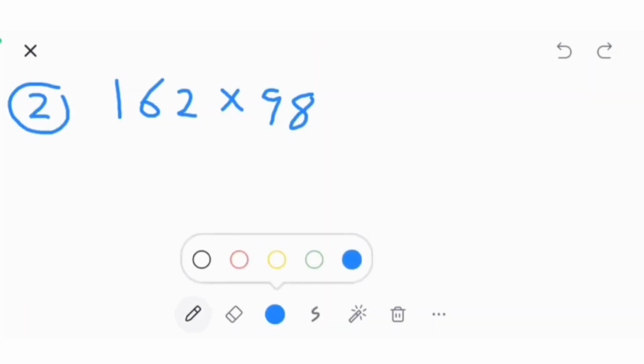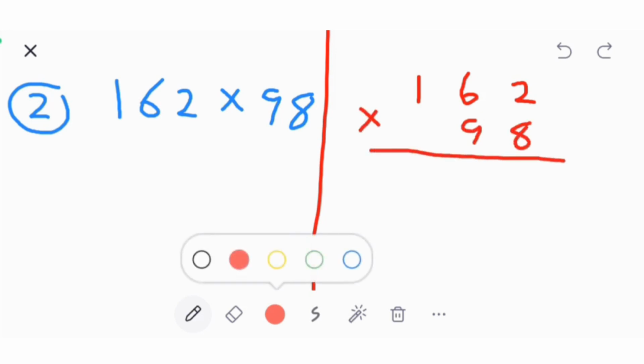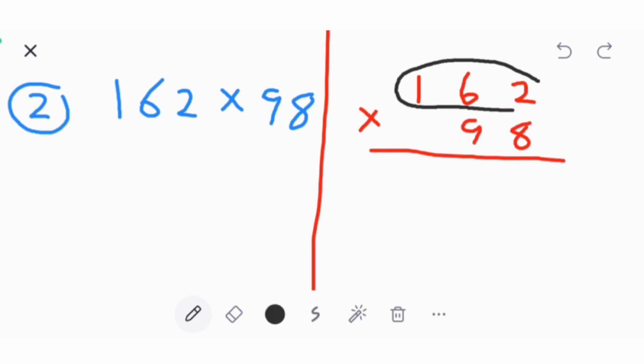Look at this one. Which number has more digits? 162 has 3 digits, while 98 has only 2 digits. So the number with more digits is the one I wrote at the top. Then I put 98 under. Then I multiply. Now you multiply by starting with 8. 8 will visit these 3 numbers I circled at the top. 8 will visit each of them.